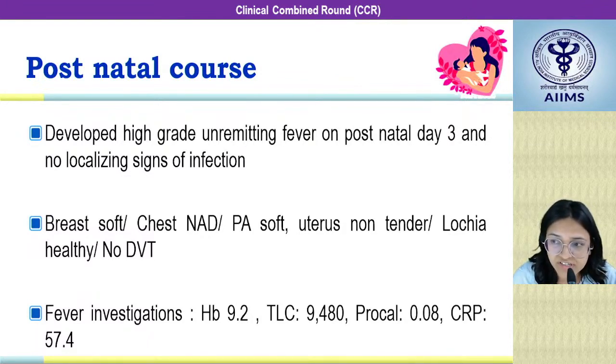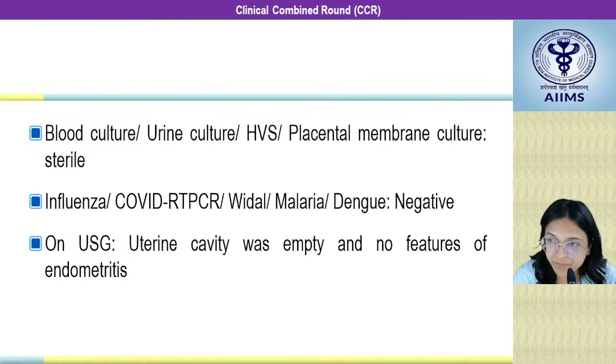On further investigation, we found that she was mildly anemic. The TLC was normal with no leukocytosis, and the procalcitonin was on the higher side, and CRP was a little bit on the higher side. So we further investigated her to rule out any chorioamnionitis.